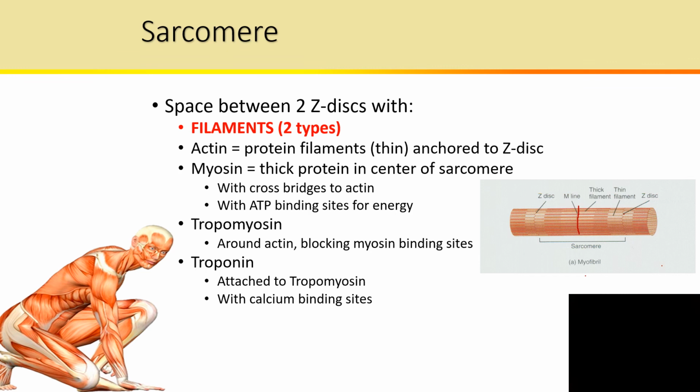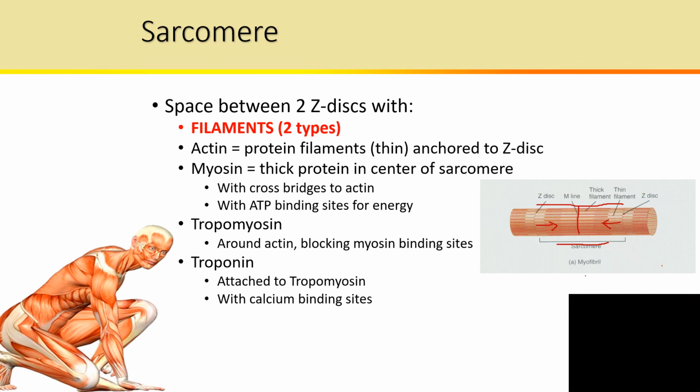What's going to happen is it's going to bring one Z disc closer to the other Z disc. So this one's going to be coming in this way, and this one's going to be coming in this way. And what that does, overall, instead of the sarcomere being this long, now the sarcomere is this long, and that's because of the interdigitation of all these little fibers.